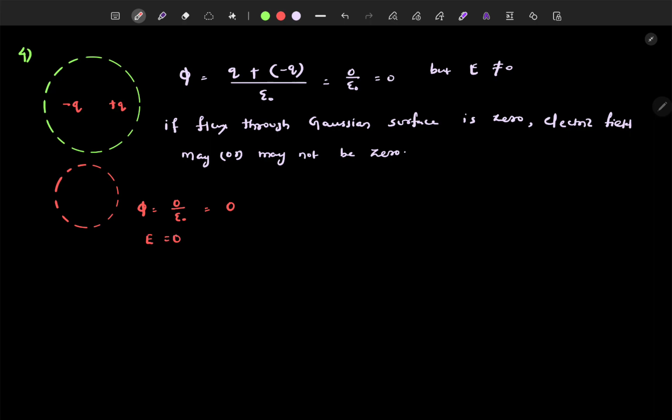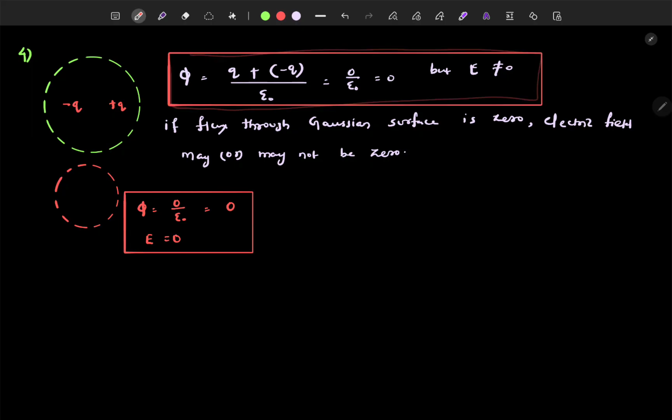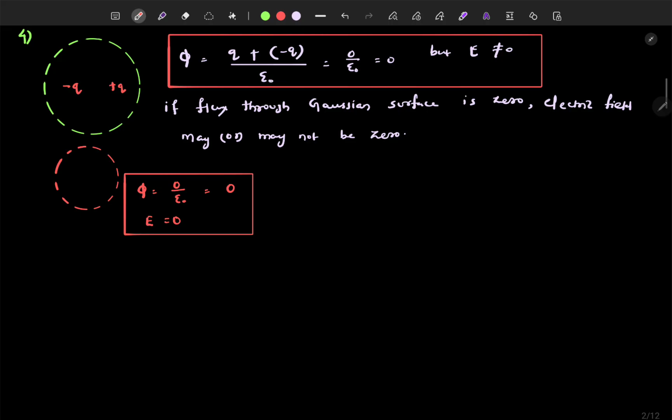No charge means 0 electric field. This is one conclusion, this is another conclusion. Go through these two conclusions. We can write, if flux through a Gaussian surface is 0, then electric field may or may not be 0. In the first case it is not equal to 0, in the second case it is 0, but in both cases flux is equal to 0.